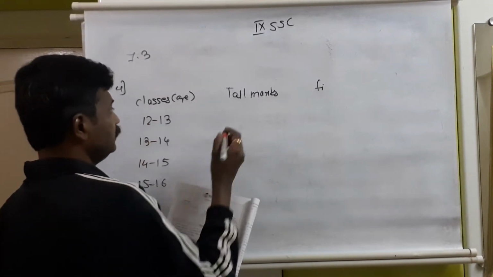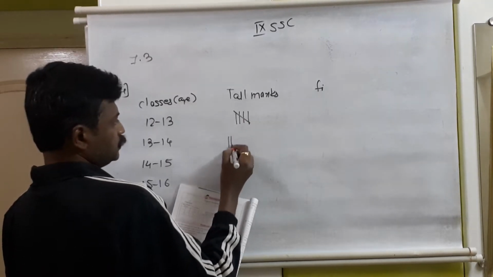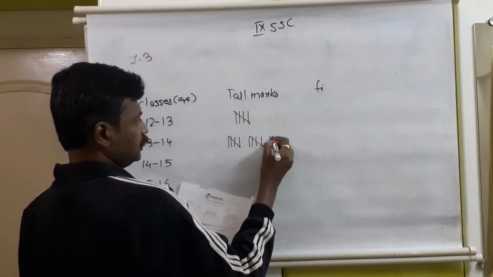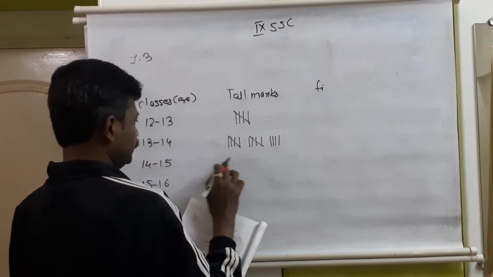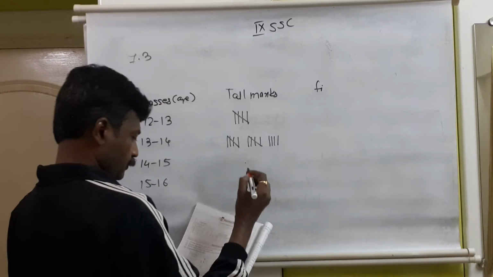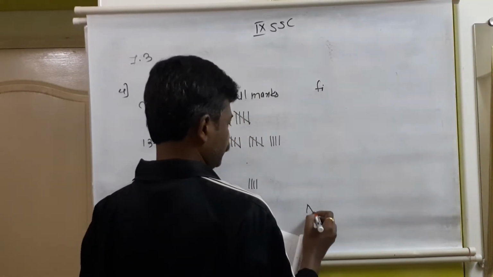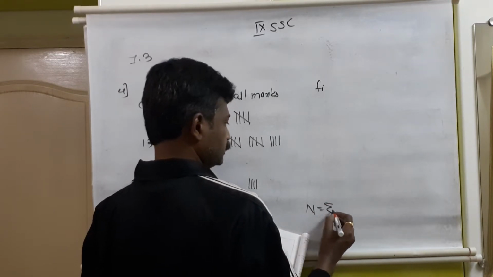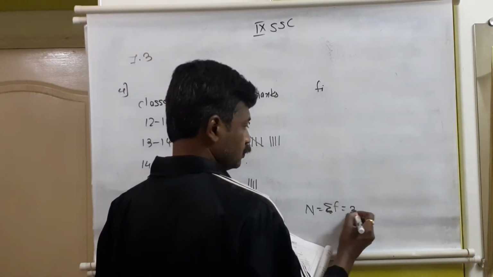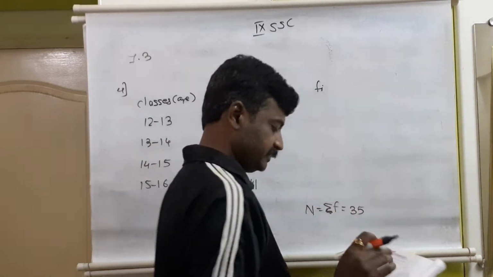Then tally marks are given. Here 1, 2, 3, 4 and the fifth a cross line. 1, 2, 3, 4, fifth cross line, second bunch, and then 1, 2, 3, 4. Then here there is a gap for 15 to 16. The number of frequencies has to be written, and N is equal to summation of f. This is the sign for summation, totaling. Summation of frequency is equal to 35. So summation of f or capital N means the same.